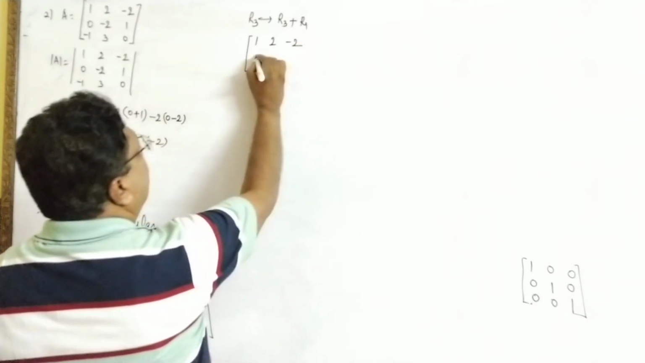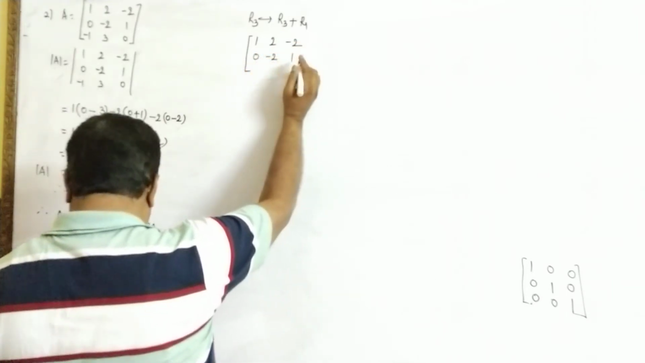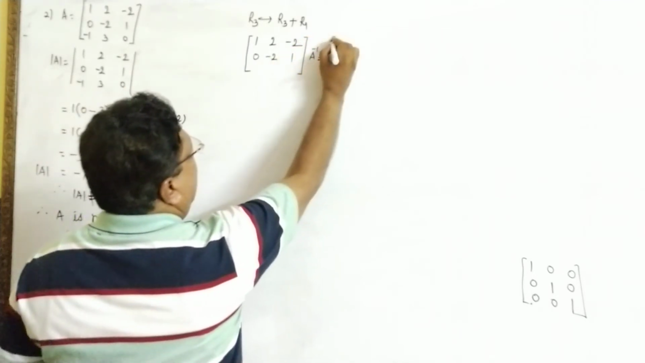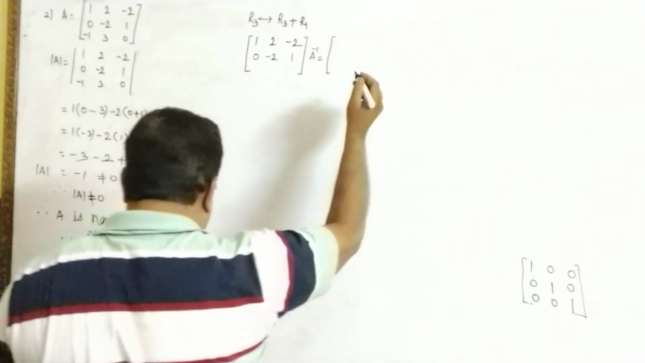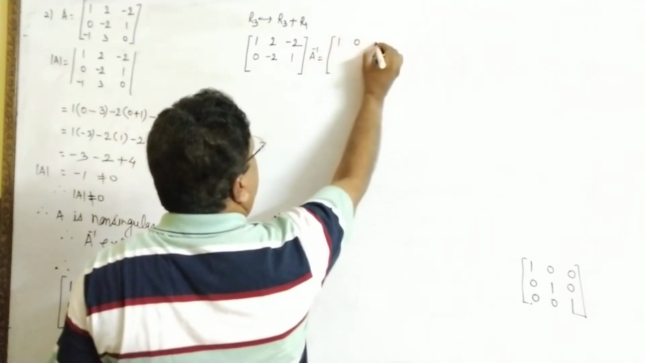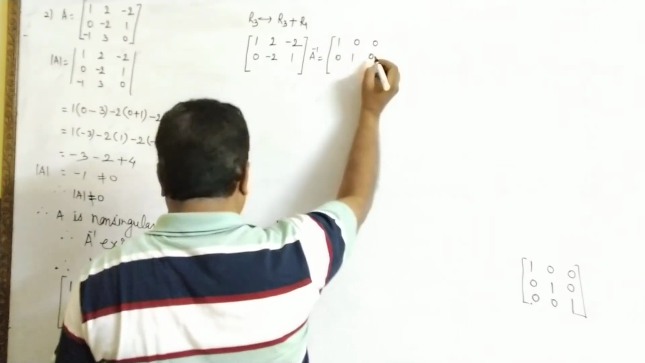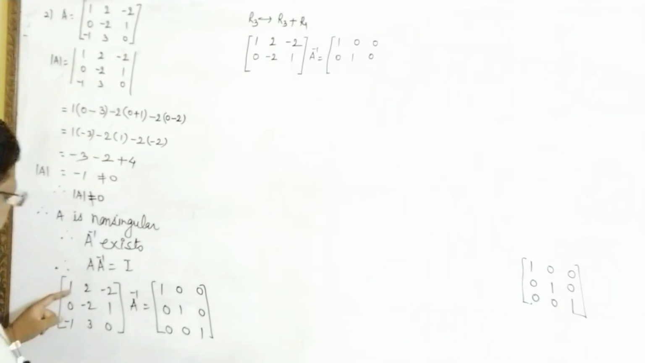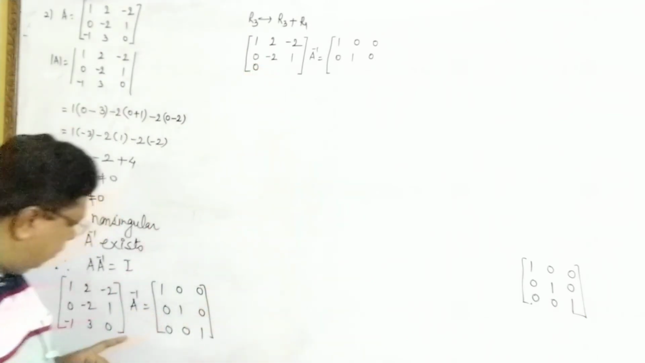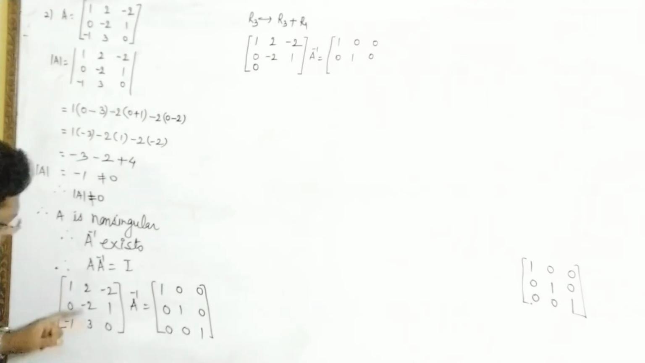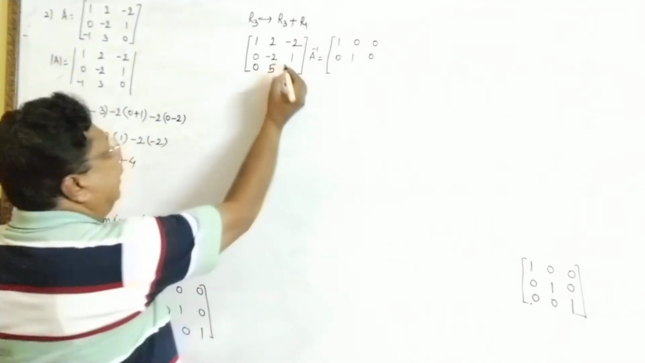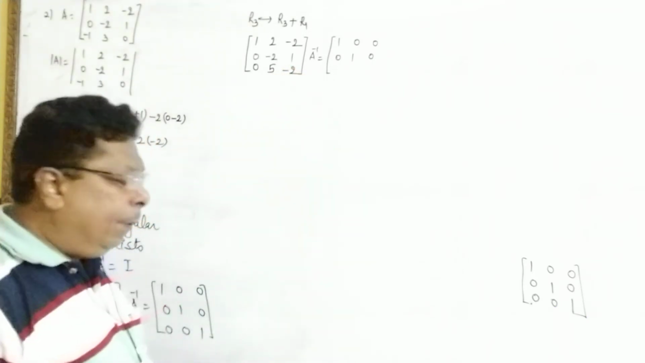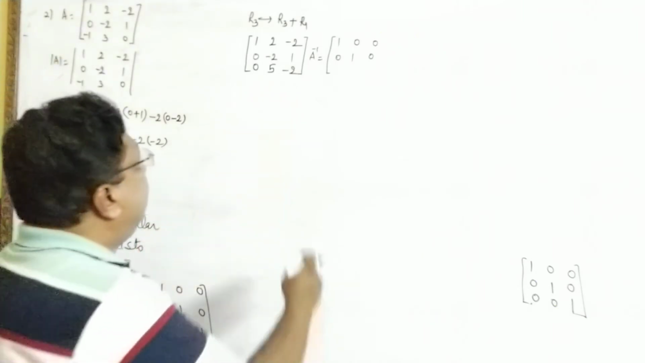1, 2, minus 2. 0, minus 2, 1. A inverse: 1 0 0, 0 1 0. Okay, operation is R3 plus R1. Minus 1 plus 1 is 0. Minus 1 plus 1 is 0. 3 plus 2 is 5. Here is 5. 0 minus 2 is minus 2. Third row is completed. Same operation on right hand side.